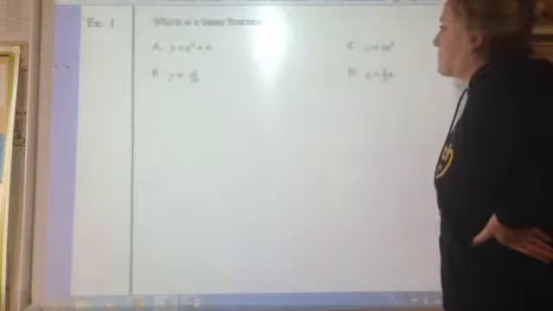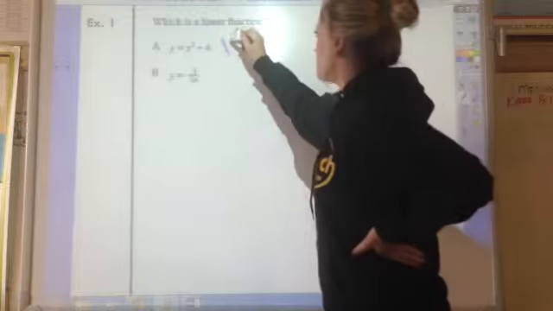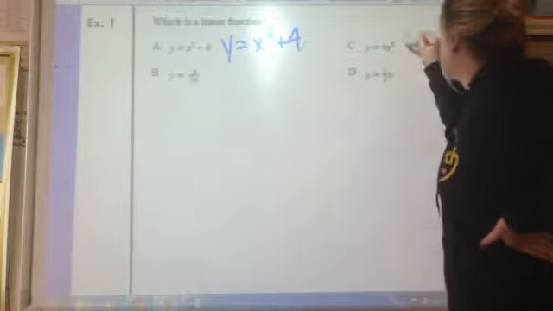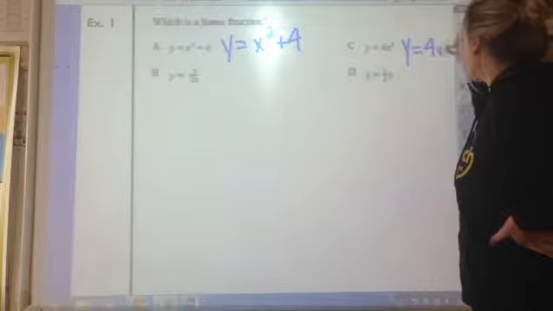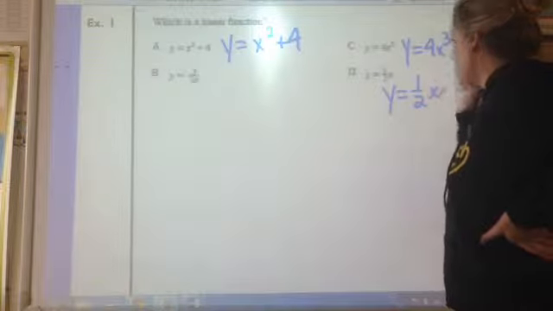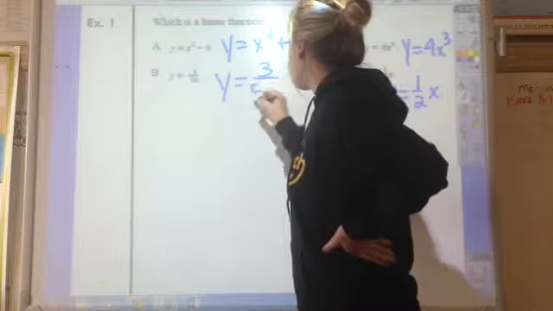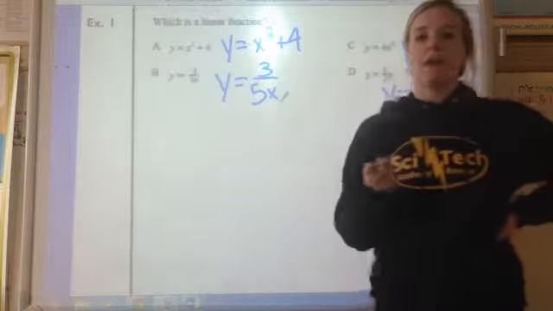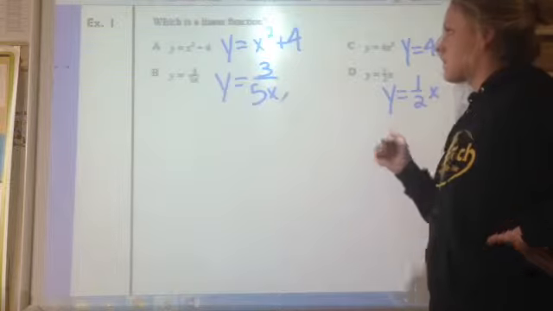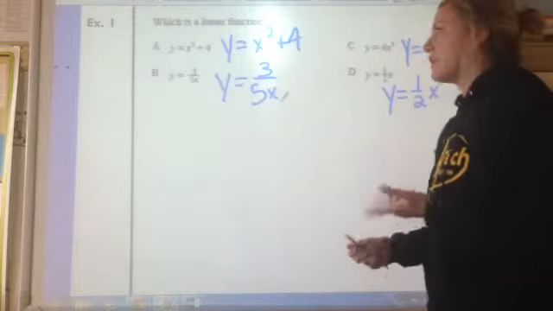Let's do an example. All right, example 1. Which is a linear function? I'm going to write these a little bit larger. A is y equals x squared plus 4. B is y equals 3/5x. C is y equals 4x cubed. D is y equals 1/2 x. Again, this is where I would have my notes out to make sure that I can eliminate answer choices. I'm looking for exponents or variables in the denominator to determine if it's linear or nonlinear.